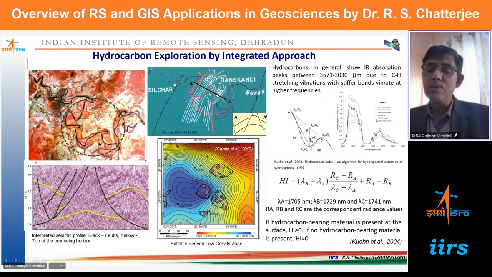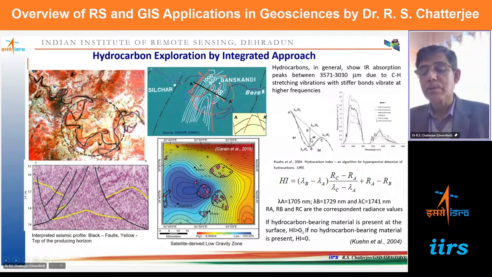So if the HI value is very close to 0, then there is no hydrocarbon, and if the HI value is very high, then the presence of hydrocarbon is very high. So you can tell that hydrocarbon is available there. That means oil seepage is happening.